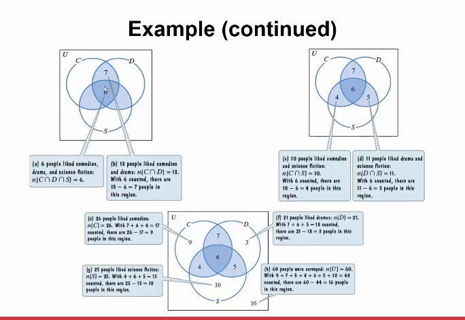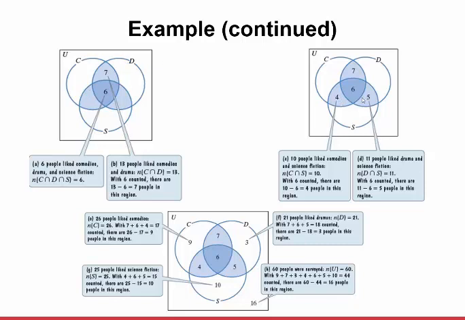Next, let's look at the people between comedy and drama. So it said that there were 13 people who liked comedy and drama. Okay, but we've already counted 6 of them because here's C and here's D, and that includes these 2 regions. Well, if we've already counted 6 of them, that means there's 7 people left over in this part right here because 7 plus this 6 gets you the 13. Okay, so that gets you the people who like comedy and drama.